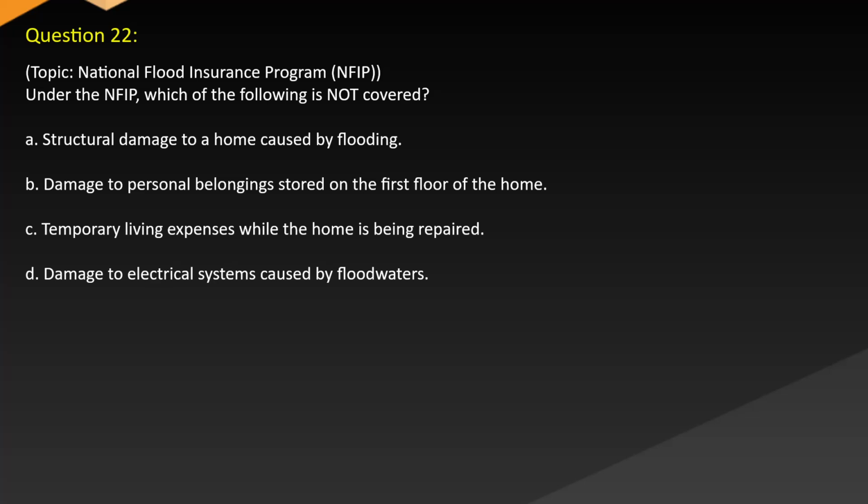Under the NFIP, which of the following is NOT covered? A. Structural damage to a home caused by flooding. B. Damage to personal belongings stored on the first floor of the home. C. Temporary living expenses while the home is being repaired. D. Damage to electrical systems caused by floodwaters.